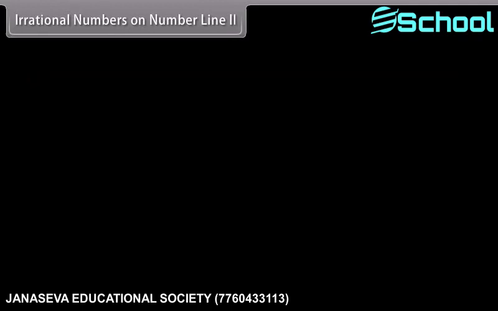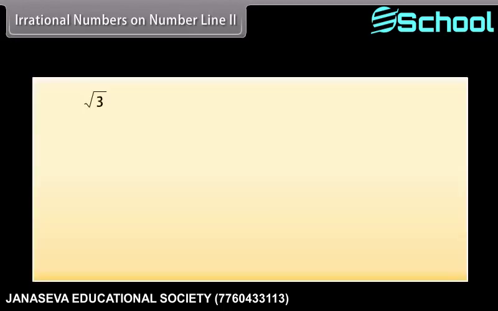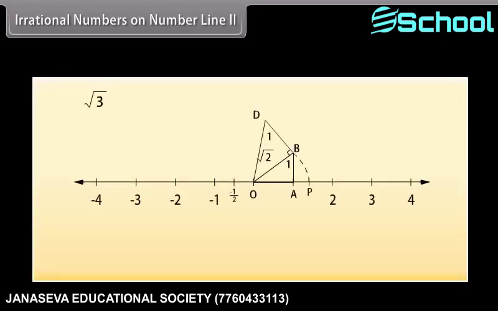Irrational numbers on number line 2. Similarly, to locate square root of 3 on the number line, we will construct BD of unit length perpendicular to OB. Then, by Pythagoras' theorem, OD is equal to square root of 2 square plus 1 square, which is equal to square root of 3. Now, using the compass with center O and radius OD, we will draw an arc intersecting the number line at point Q. The point Q corresponds to square root of 3 on the number line.